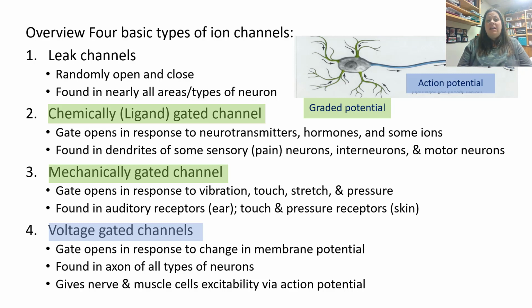The chemically gated channels are going to open in response to neurotransmitters, hormones, or some ions. They're going to be found on the dendrites. They're going to also be found on a lot of the sensory neurons, interneurons, and some motor neurons.